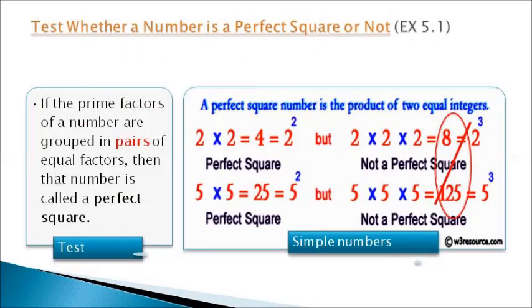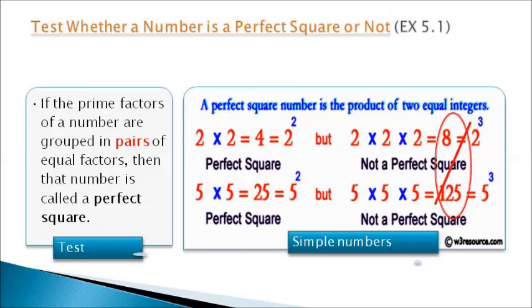To test whether a number is a perfect square or not, we will find out the prime factors of that given number. And if the prime factors of the given number are grouped in pairs of equal factors, then the given number is a perfect square. Look at the illustration in the colored. If you see here, if 2 is multiplied by 2, we get 4, which is a perfect square because the prime factors are in a pair. 2 multiplied by 2 is a pair of 2. Whereas for the factors of 25, we get 5 multiplied by 5. Again, the factors are in a pair. So number 25 is a perfect square.